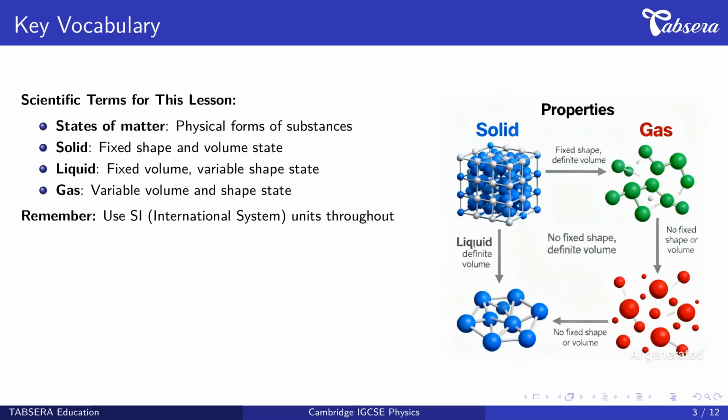Now let's define our key vocabulary. Each term is essential for understanding this lesson. First, states of matter, which means the different physical forms that substances can take. Second, solid, which means a state with fixed shape and fixed volume. Third, liquid, which means a state with fixed volume but variable shape. Fourth, gas, which means a state with both variable volume and variable shape. Understanding these terms precisely is crucial for exam success. We use SI units, the International System of Units, throughout our calculations.